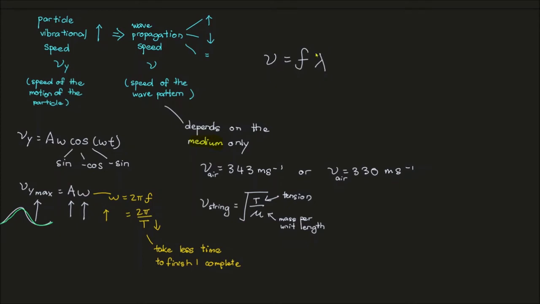So most of the time, if you don't change the medium, then the v will be constant. Then you increase frequency, you decrease wavelength. If you decrease frequency, you increase wavelength. But the wave speed doesn't change because you don't change the medium. So that's the idea of wave propagation speed. But if you look into particle vibrational speed, the way you can change particle vibrational speed is by changing the wave that you create.